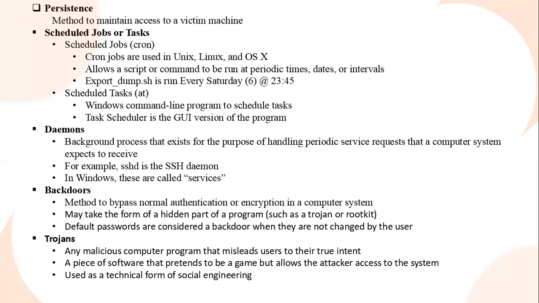So cron jobs are used in Unix, Linux, and macOS. They allow a script or command to be run at specific times, dates, or intervals. For example, you can set it to run every Saturday. For instance, we created an application sometime ago where we needed to do a debit alert on some accounts by the 28th of every month to pay interest to customers on the banking software. That's an example of a cron job.